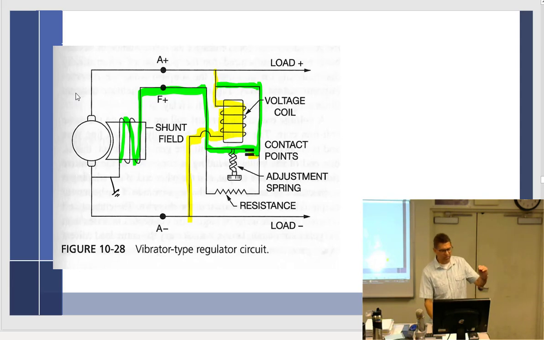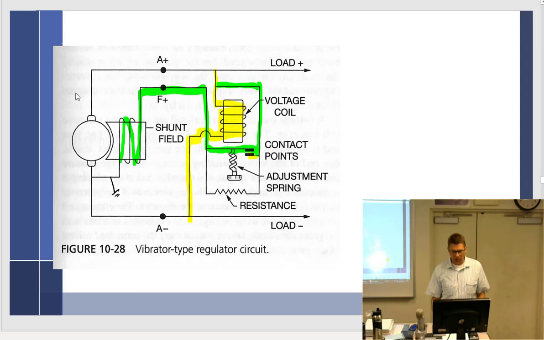So let's just say they're stuck closed for whatever reason. Not a bad scenario. When we started up, these are closed, right? And the generator's turning kind of slow, and we want 14 volts out of it. It's not producing 14 volts, so there's not enough power here in this coil to open these up.